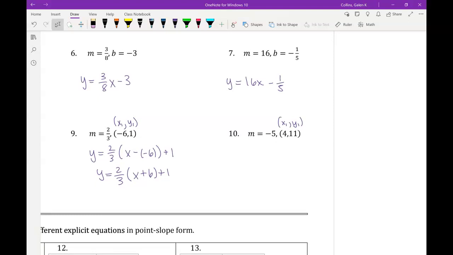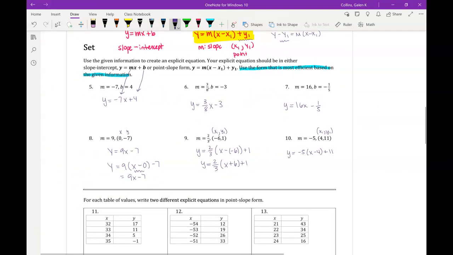All right, last but not least, in number 10, again, I'm given a point that's not my y-intercept. So I'm going to use point slope form because to me, that's the easiest way. You might know other ways to do it. There are other ways. So if you want to do something different, just check and make sure your answer is correct. All right, that is our equation in point slope form.